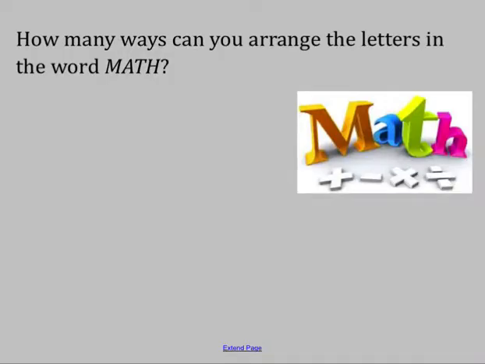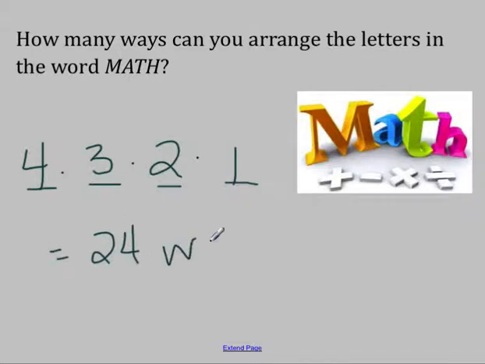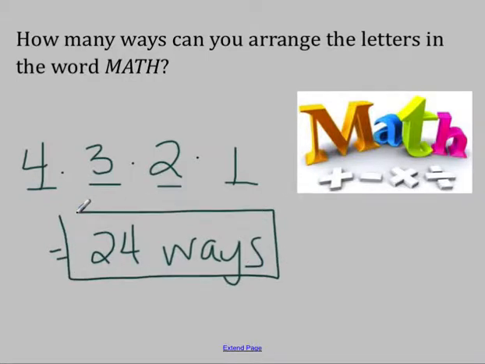So how many ways can you arrange the word math? Previously, when we were arranging the word math, we said, okay, there's 4 letters, so I made 4 spots. When I choose my first letter, I have 4 choices, and then I have 3, and then I have 2, and then I have 1. So you multiply all of those out, and you get 24 different ways that you can arrange those letters. Next, let's take a look at the next one.